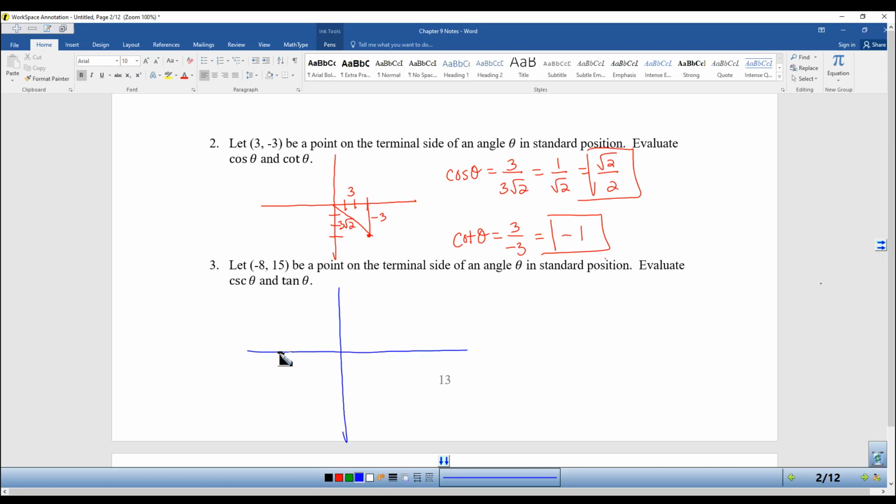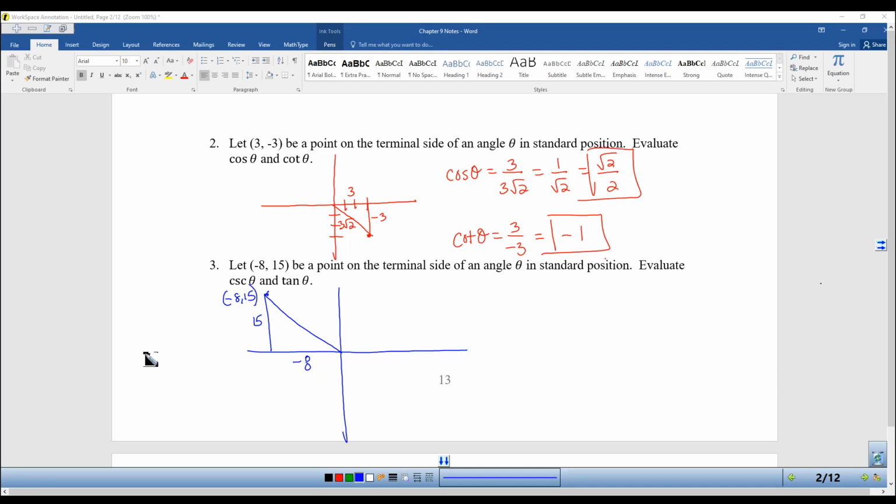This is going to be -8 and then 15. So I'm not necessarily going to make the little tick marks, but I can make the triangle. Remember, it always goes to the x-axis. So this height is 15 and this distance is -8.